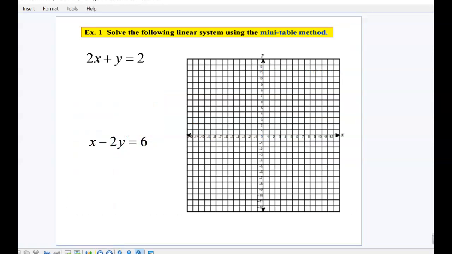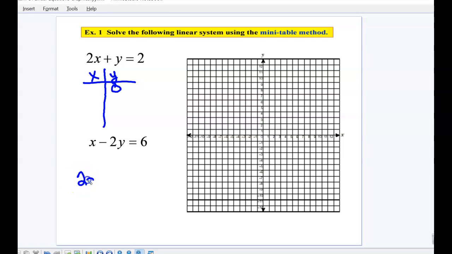Say we want to solve the following system using the mini table method. When I use the mini table method, all I'm going to do is make a table of values, and I'm going to pick values for x and y. For example, if I let y equals 0, I'm going to get 2x plus 0 is equal to 2. If I divide both sides by 2, I'm going to get x equals 1.